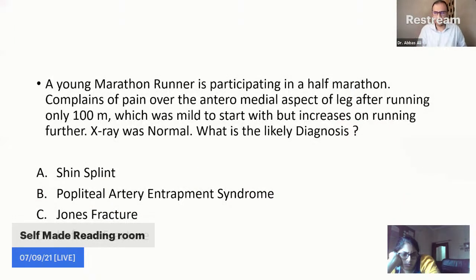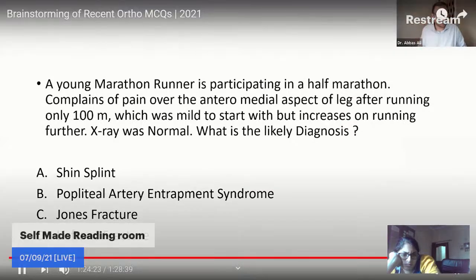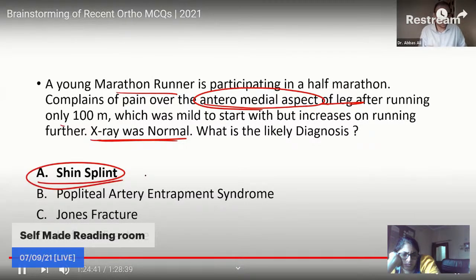Okay. Look at this question now. Quickly, the last few questions. A young marathon runner participating in a half marathon has pain in the anteromedial aspect of the leg after running for 100 meters. The pain is mild at the start, but increases on running. X-ray is normal. The likely diagnosis for anteromedial pain in a marathon runner? Think of shin splint. Now listen.